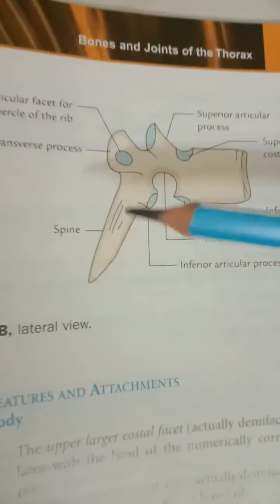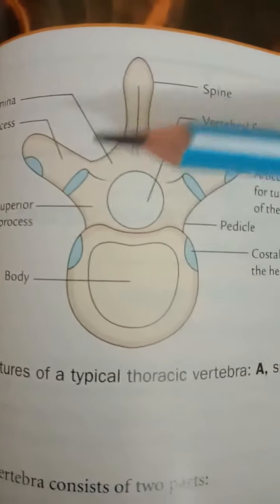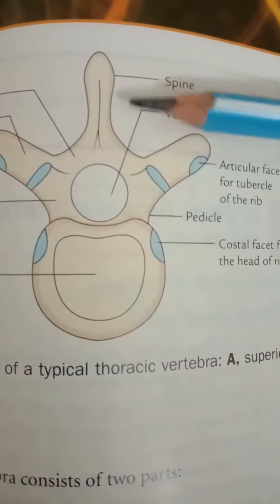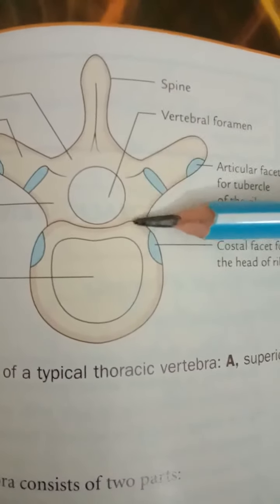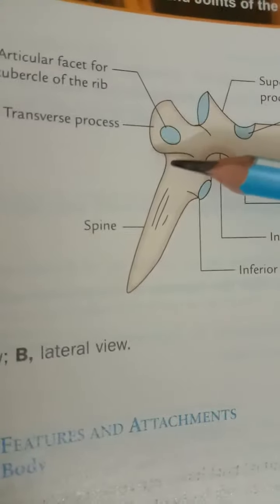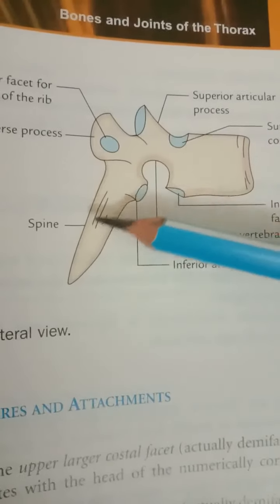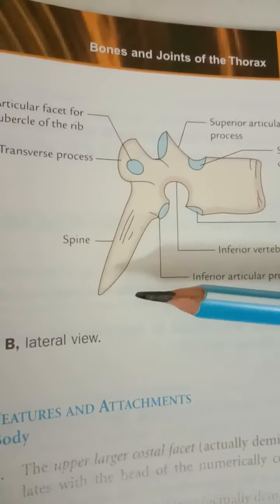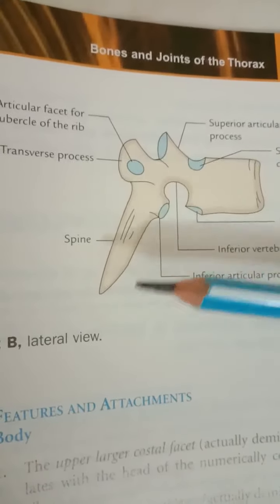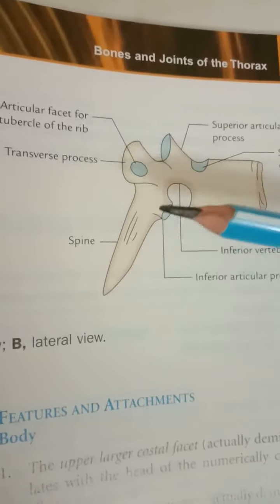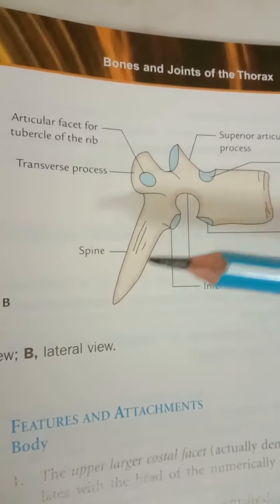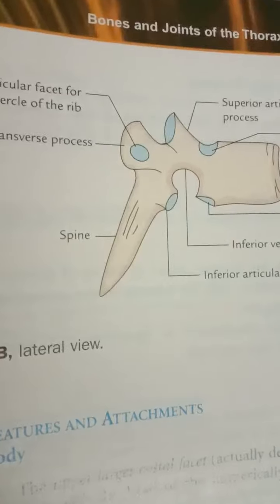Then the spine. This is the lateral view of the spine. The spine is long and directed downwards and backwards. Here in this lateral diagram you can see it directed downwards and backwards. The 5th to the 9th spines are the longest and more vertical and overlap each other. The upper and the lower spines are less oblique in direction.